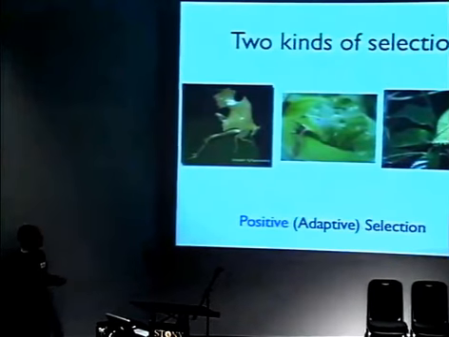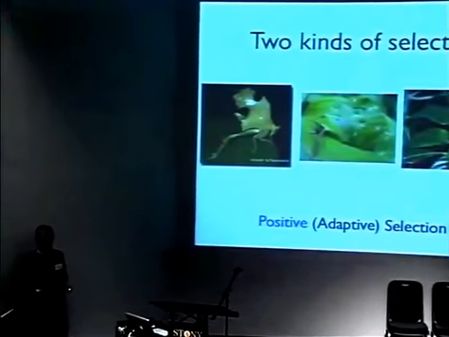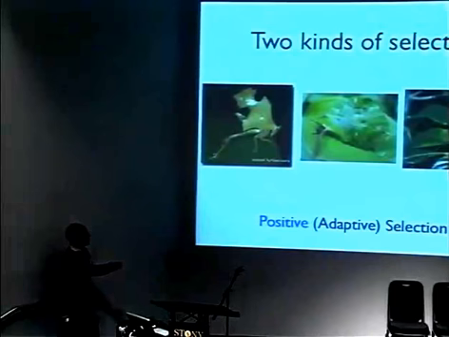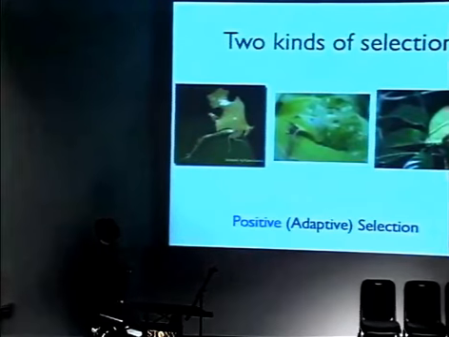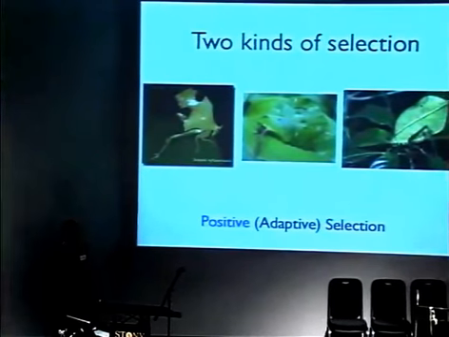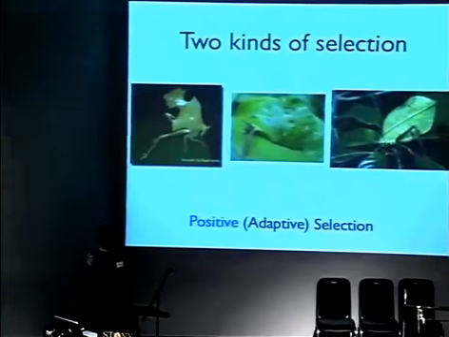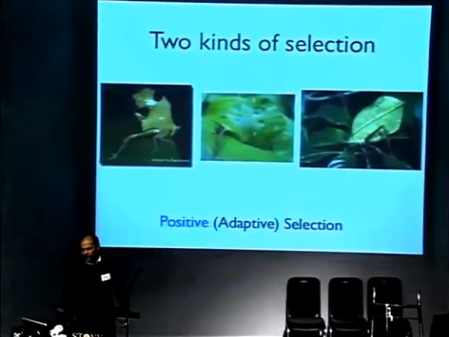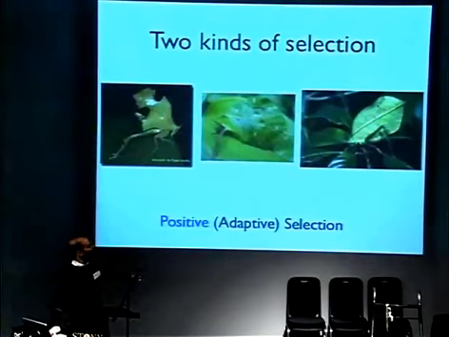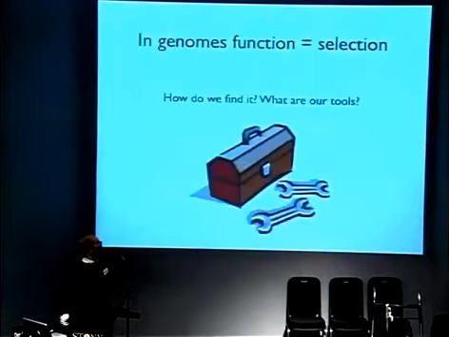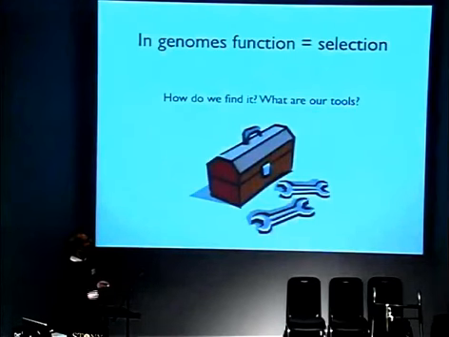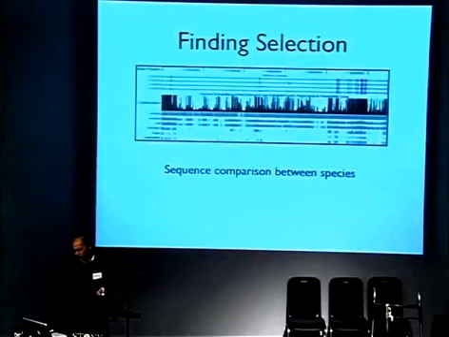Okay? Conversely, we can think about positive Darwinian selection, sometimes called adaptive evolution, adaptive selection, whereby we get this amazing fit of organism to environment, over and over. And these are 3 examples just from leaf katydids, having these incredible bite holes out of them, just astounding stuff. So this is the case I'm trying to make. In genomes, function equals selection. So what are our tools? How do we go and find selection in genomes?